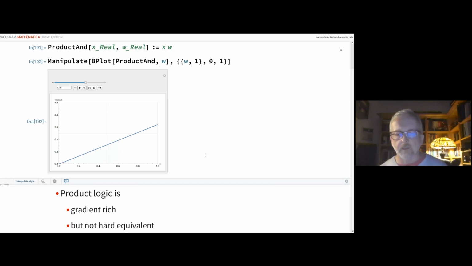And because it's not, if we used it at training time and then hardened the learned weights, in this case a single weight W, and then used it with the logical and function, it would behave differently. We get different behavior. And that means the softnet training wouldn't transfer to the hardnet. So that's no good at all.